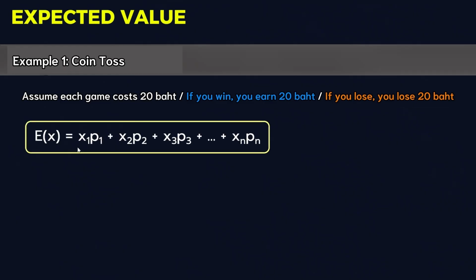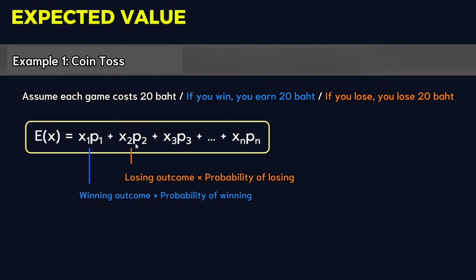Now let's substitute these values into the formula. If we win, we gain 20 baht, so X equals plus 20. The probability of winning is 0.5. If we lose, we lose 20 baht, so X equals negative 20. The negative sign represents money leaving our pocket. The probability of losing is also 0.5. Now, let's calculate it. Adding them together gives us 0.